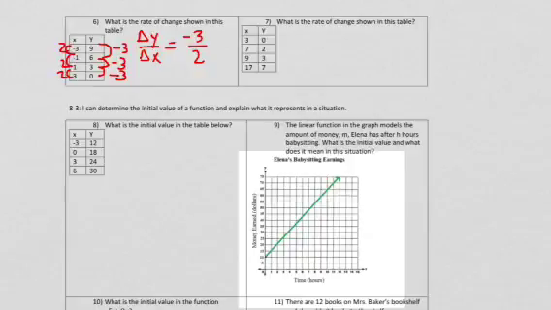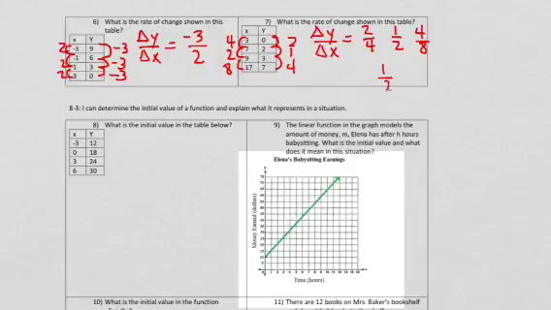For number 7, I'm going up 2, up 1, up 4. And for the x's, I'm going up 4, up 2, and up 8. So if I do the change in y's over the change in x's, it's going to be 2/4, 1/2, and 4/8. And all of those simplify to 1/2. So that is my slope, or rate of change, for that problem.